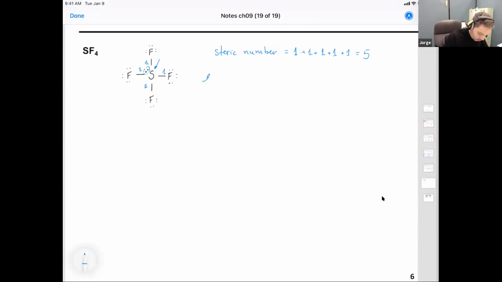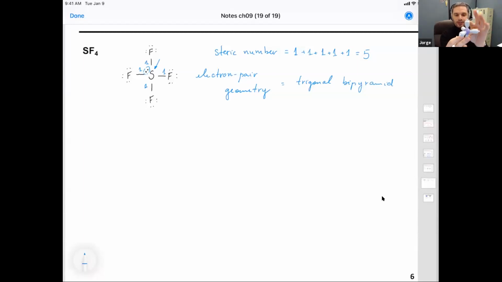For steric number equals 5, what's the most stable electron pair geometry? Go back to the table for steric number equals 5, which will be the most stable geometry. If you go back there, that's going to tell you that it is trigonal bipyramid. Okay, so sulfur is going to organize all the bonding and non-bonding pairs in a trigonal bipyramid fashion around it.